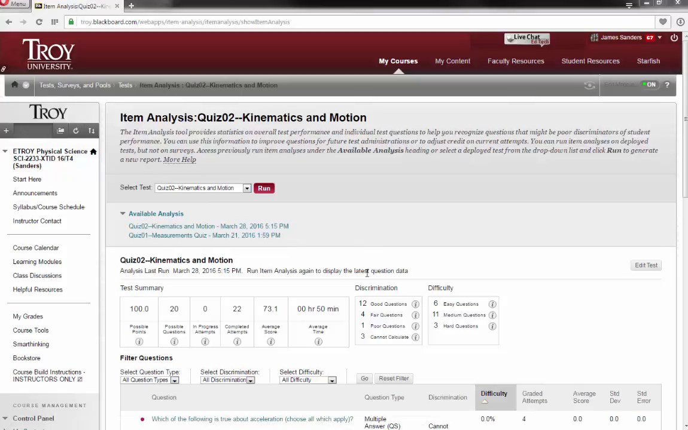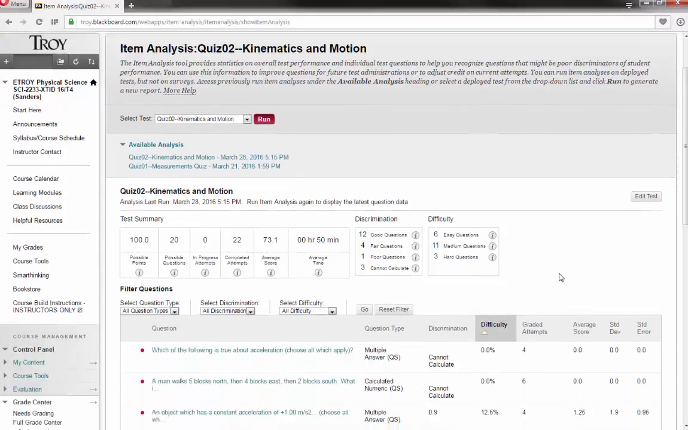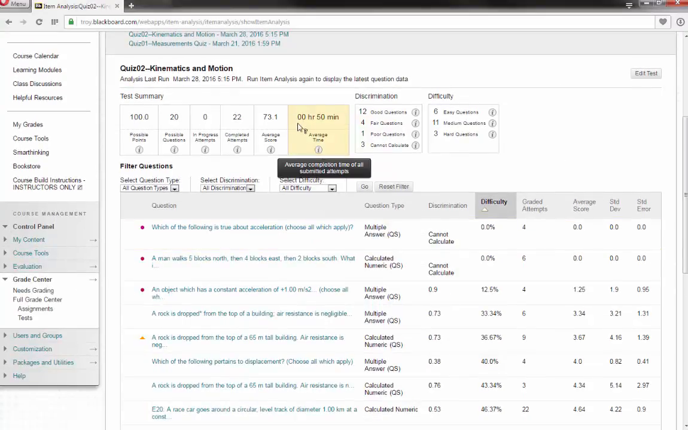Alright, so this is the quiz 2 item analysis. Looks like on average you guys are spending about half of the allowed time on the quiz. The average score for this one was only a 73.1, so that's down a little bit from quiz number 1. Nevertheless, that's actually not a bad score. That is a B, basically.